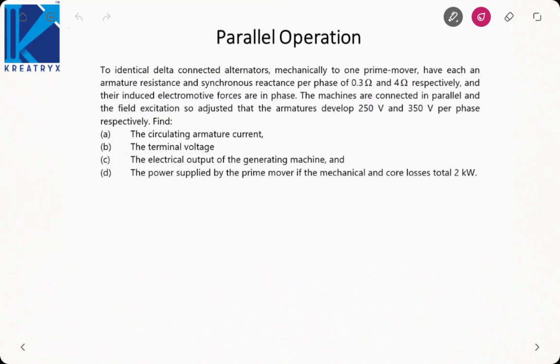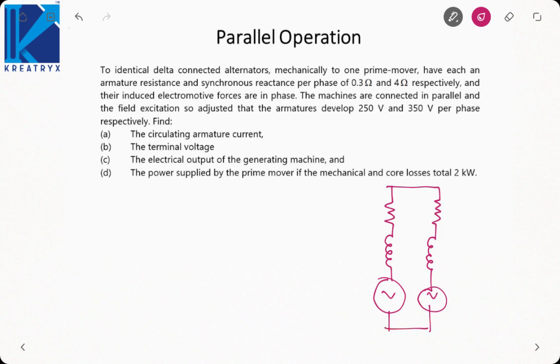Moving on to the last problem. Next problem is based on parallel operation. In parallel operation, what happens? We have two alternators that are basically connected in parallel. In this case, the EMF of both machines should be same. Otherwise, the machine having higher EMF will cause a circulating current. Okay, because current will flow from higher to a lower voltage.